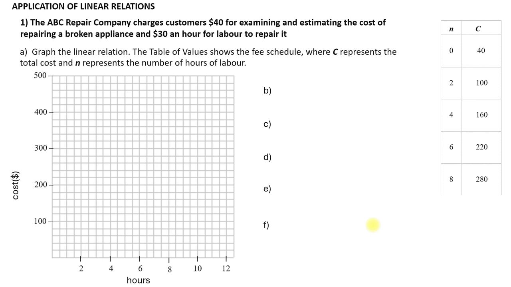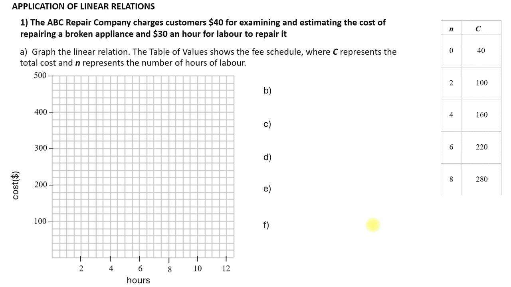The ABC Repair Company charges customers $40 just for examining and estimating the cost of repairing a broken appliance, and $30 an hour for labor to repair it. So, even before they start doing any work on it, before they start putting any hours into repairing it, they charge an upfront cost of $40. And this is pretty standard with many repair shops, including auto repair shops.